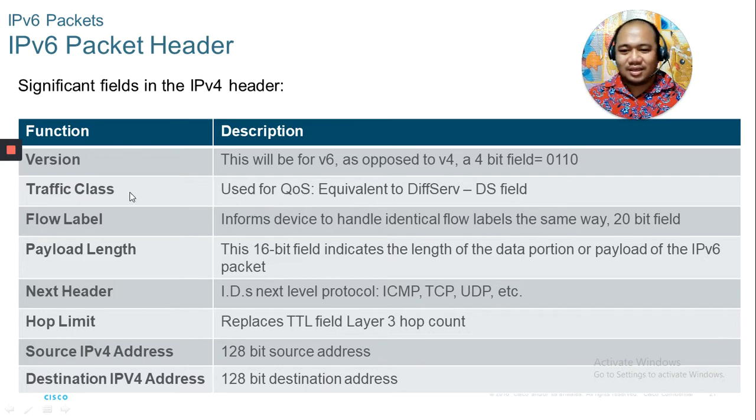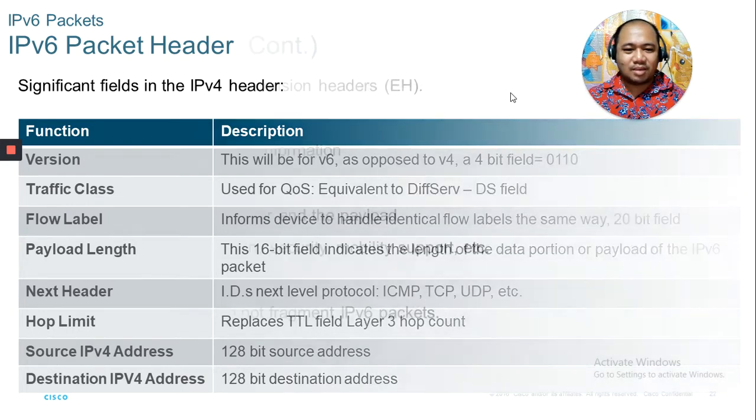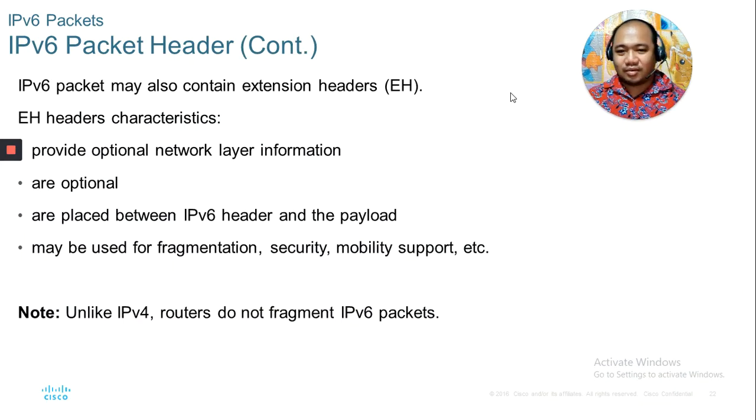Okay, the traffic class, flow label, payload length, next header, hop limit, source IP, and destination IP are almost the same as IP version 4, but they have removed some fields that can cause latencies. Okay, an IP version 6 packet may also contain extension headers. That is optional.